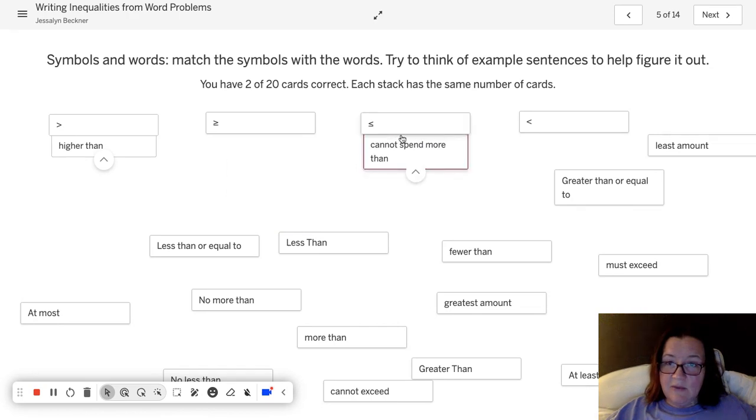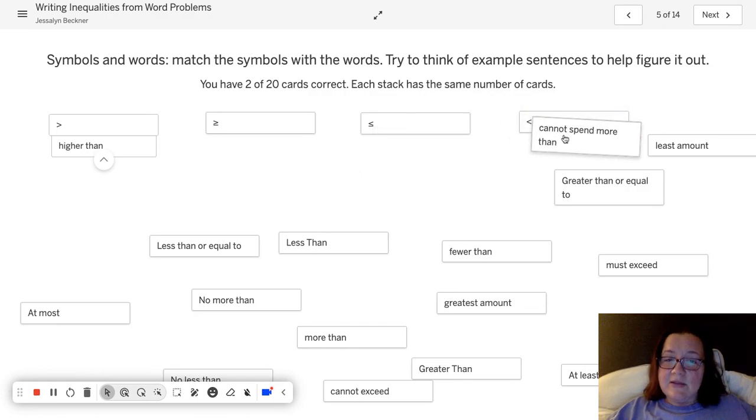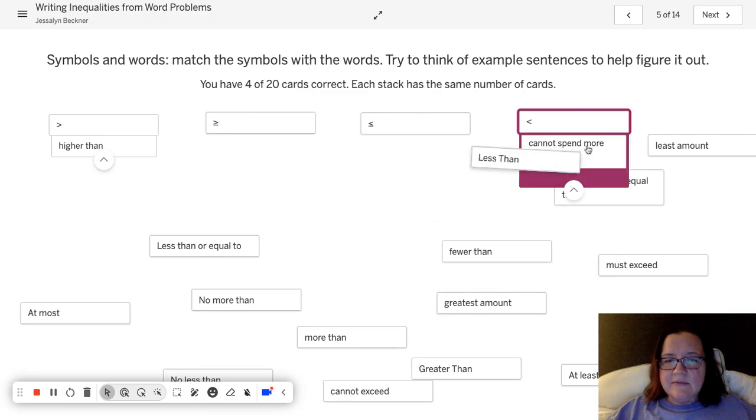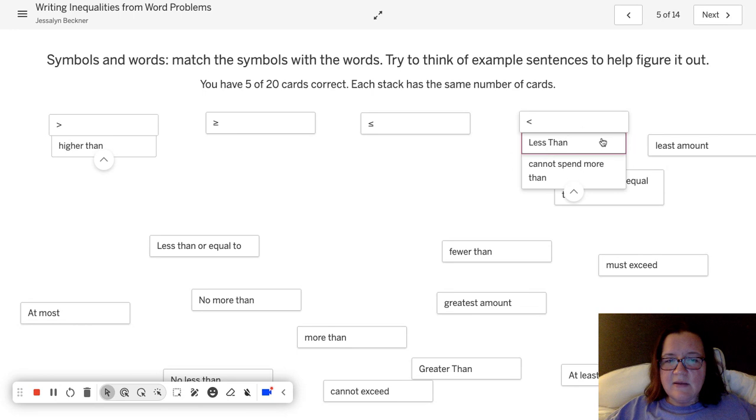Cannot spend more than. You know, this one was marked wrong in class too, and Miss McCall and I had a discussion, and we both thought it was less than or equal to, but they're going to tell you that it's less than. Cannot spend more than. We got a 4. All right, this one's easy, less than. Pretty simple for that one.